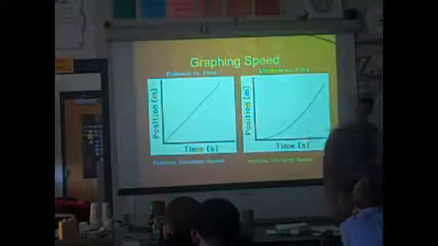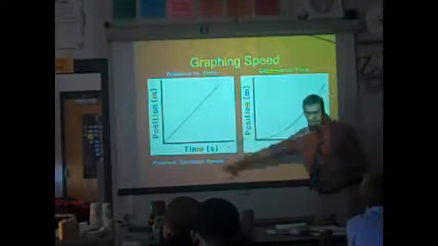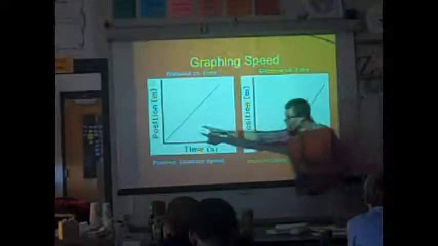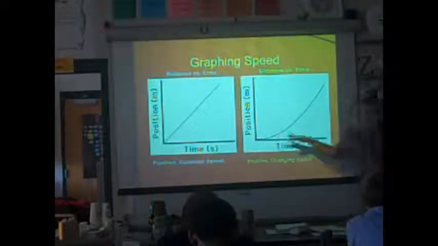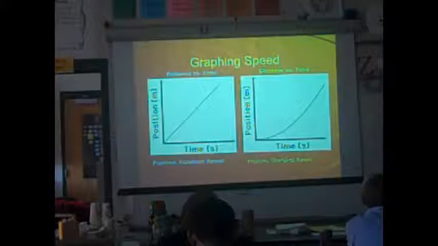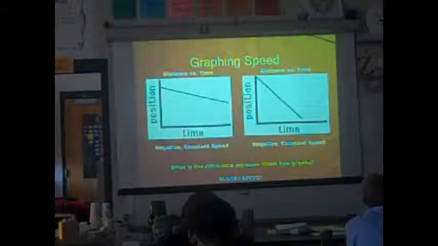All right? So a straight line is indicative of a constant speed. For a position versus time graph, a curved line is indicative of an object that is accelerating. And again, we're going to look at this in a lot of different ways.